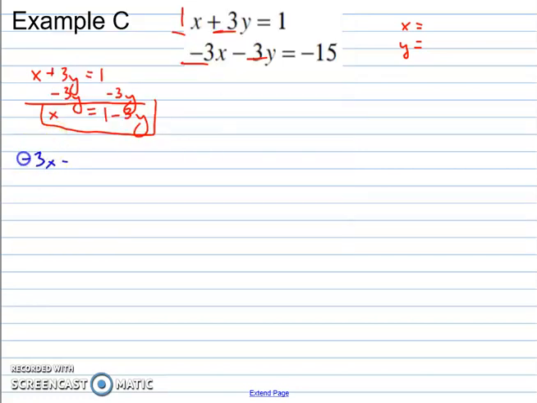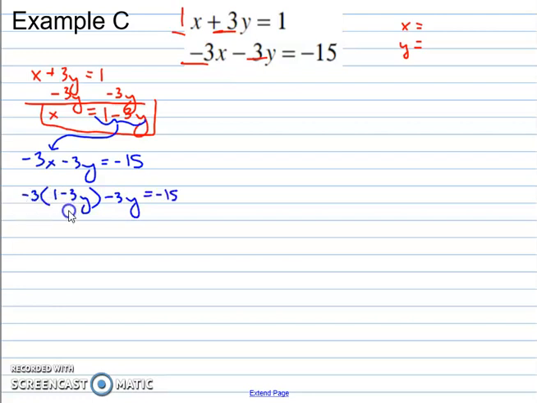So I'm going to have -3x minus 3y equals -15. Okay, and we're going to substitute this in wherever x is. So we have -3 times (1 minus 3y) minus 3y equals -15. Distribute. -3 plus 9y minus 3y equals -15. And we're going to combine like terms. -3 plus 6y equals -15.